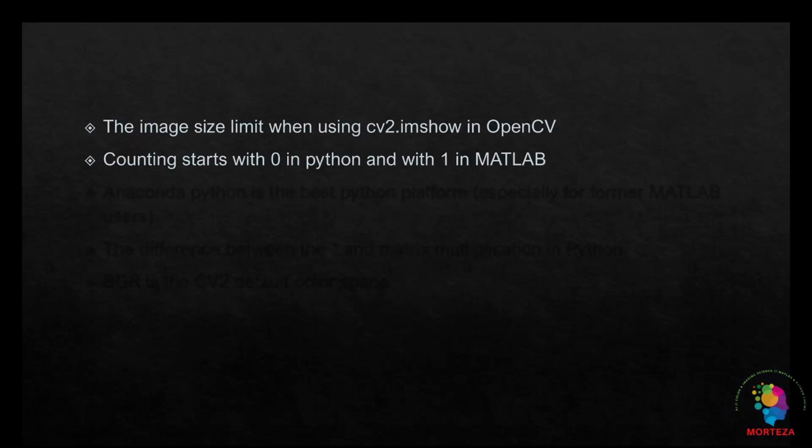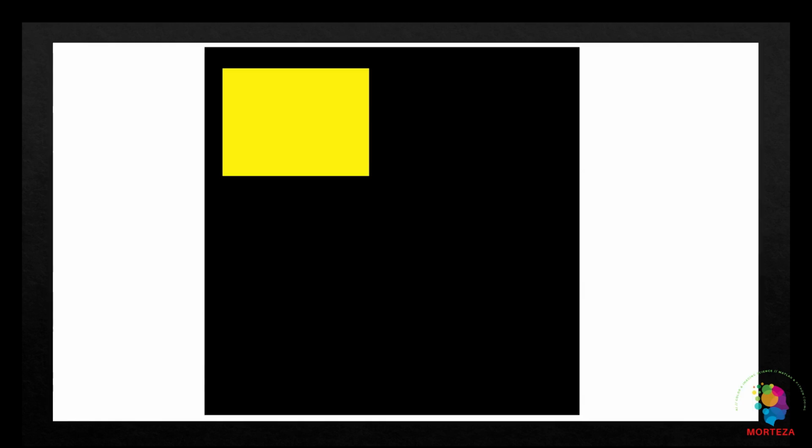The next point is counting starts with 0 in Python and with 1 in MATLAB. When you transfer images between Python and MATLAB, be cautious as Python starts counting with 0, but MATLAB starts with 1. For example, I had synthesized this rectangle with a yellow box inside a while back in MATLAB. I wanted to use this rectangle in Python to do some object detection in which the yellow box inside is detected. The size and position of it is detected.